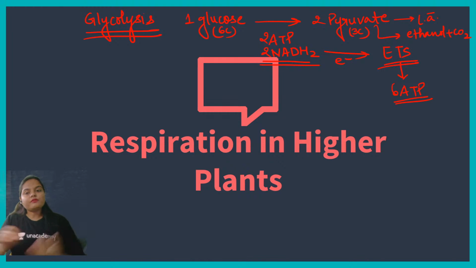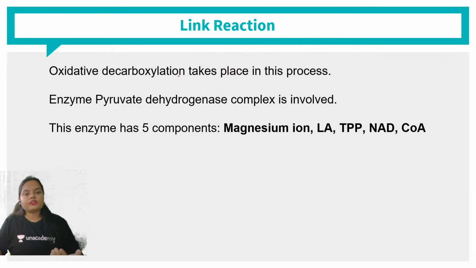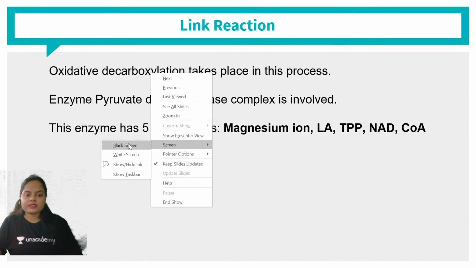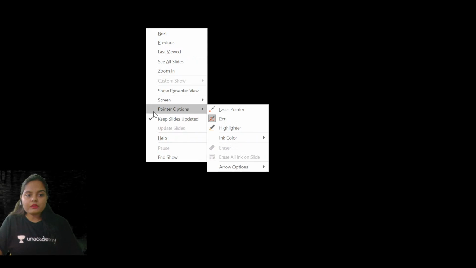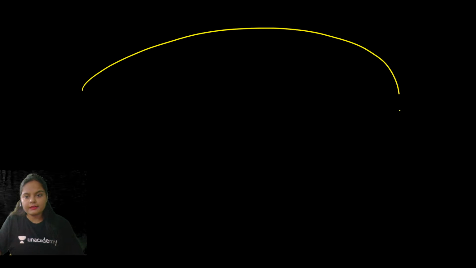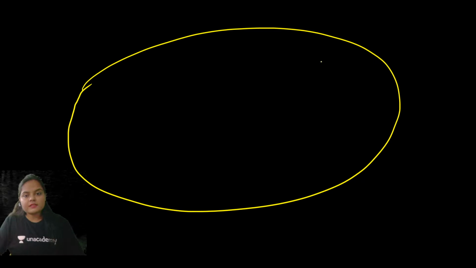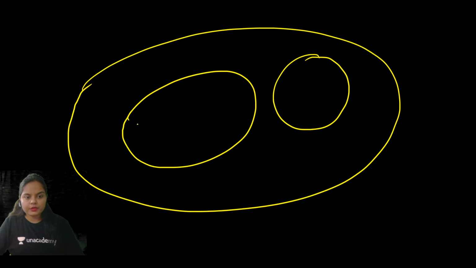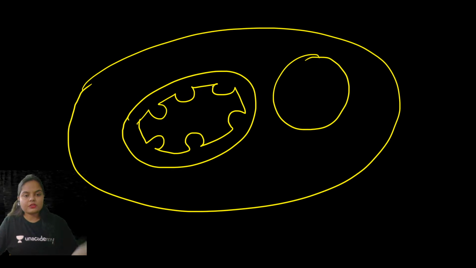Now we have to look for the fate of pyruvate in case of aerobic respiration. So what is happening to this pyruvate when aerobic respiration is taking place? This is the thing which we need to learn in today's class. But before moving to that point, first you need to recall the structure of the cell. Okay, so this was the cell. Let's say this is the nucleus and this was the mitochondria, which contains finger-like folds.